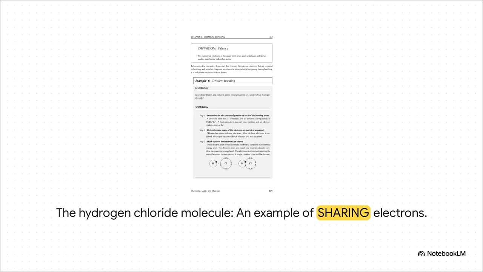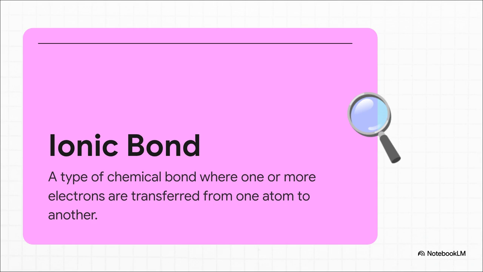But neither one is powerful enough to just rip an electron off the other, so they work it out. They share a pair. Boom, everybody's happy. But what happens when it's not an even match? That brings us to our second strategy, stealing.